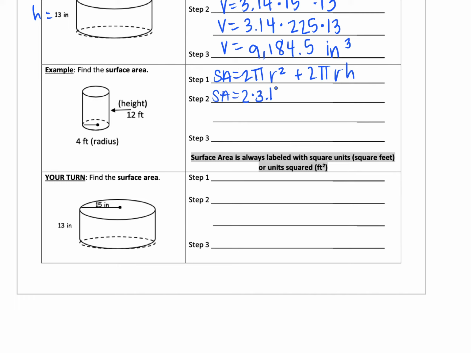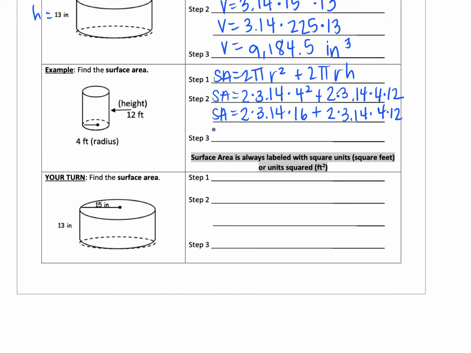So 2 times 3.14 times the radius squared. Our radius here is 4, so 4 squared, plus 2 times 3.14 times the radius times the height. And then I'm going to take care of my exponents first. So I have 2 times 3.14 times 4 squared is 16, plus no exponents here, so I could just multiply these all together. Or we can just show that they're still being multiplied here.